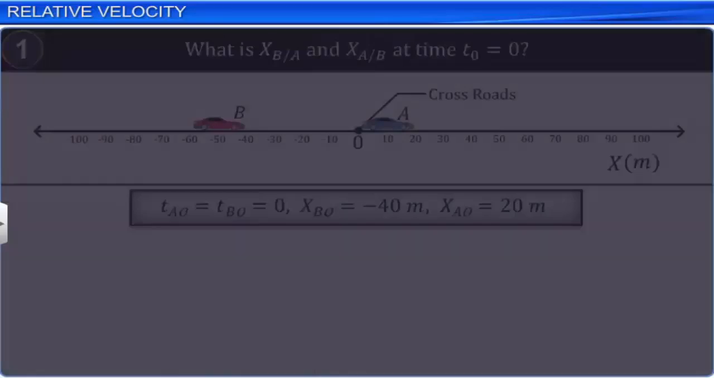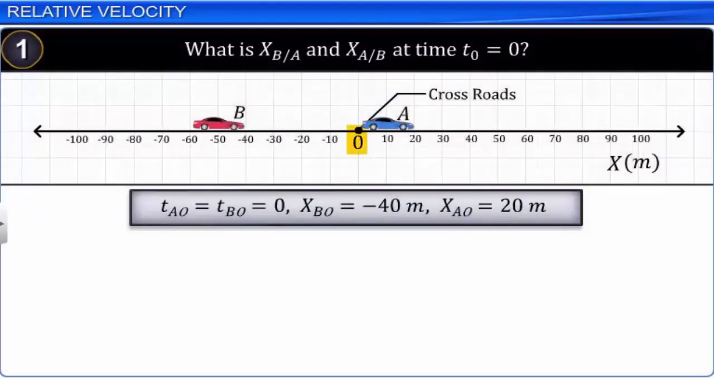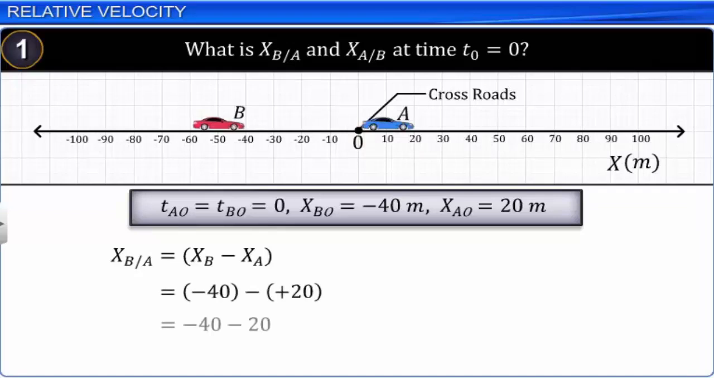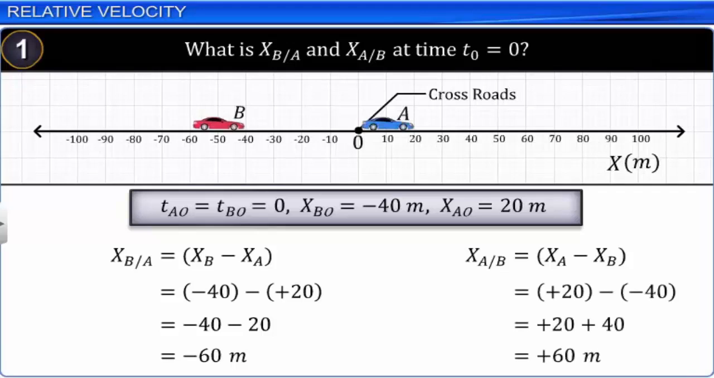Taking the crossroads as the origin O and time equal to 0, xB/A is equal to xB minus xA. This is equal to minus 60 meters. Minus sign indicates that the car B is on the left side with respect to A. xA/B is equal to xA minus xB. This is equal to plus 60 meters. Plus sign indicates that the car A is on the right side with respect to B.